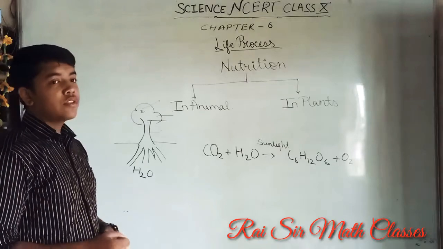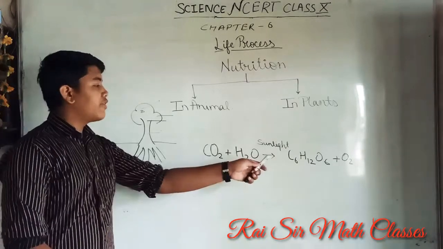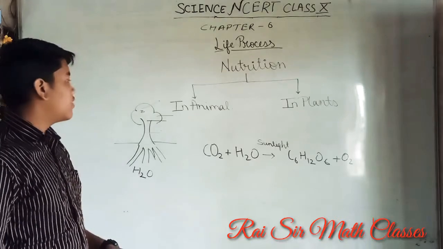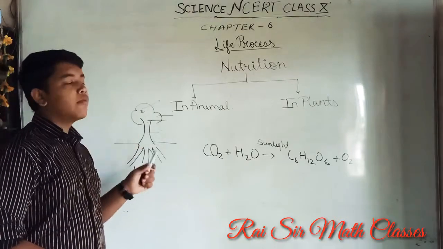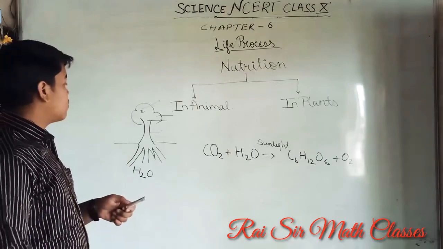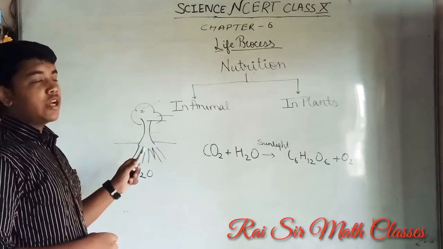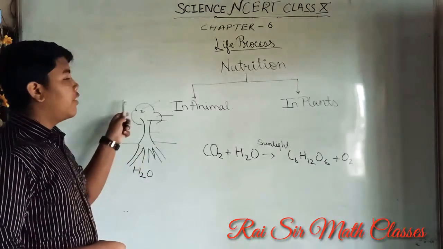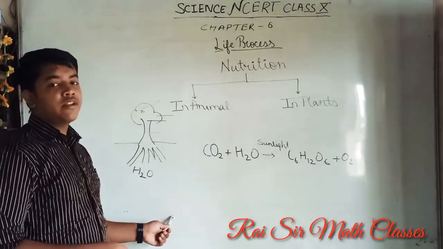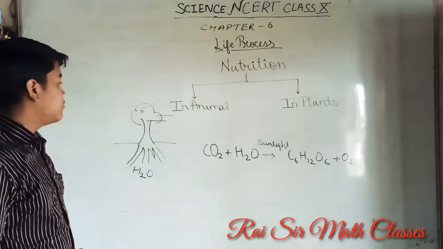Now in the leaf, the exchange of gases, that is carbon dioxide and oxygen, takes place. It takes carbon dioxide from nature and releases oxygen. So it is also an important part for us, since it reduces the carbon dioxide level in the atmosphere and increases the oxygen level.